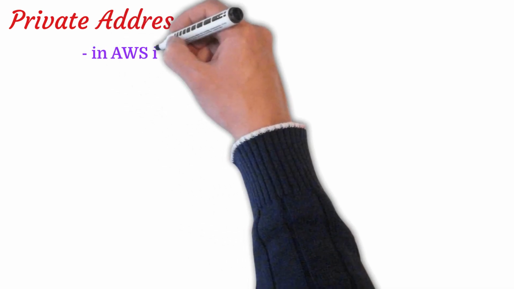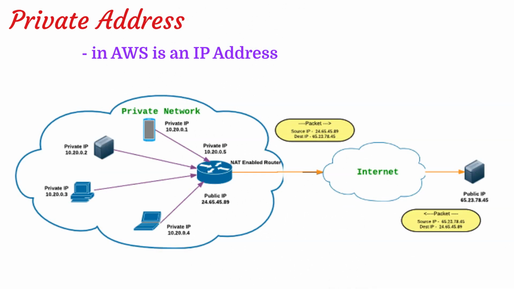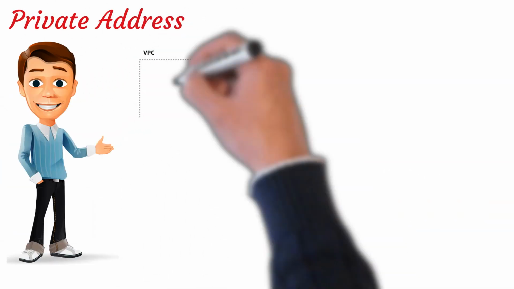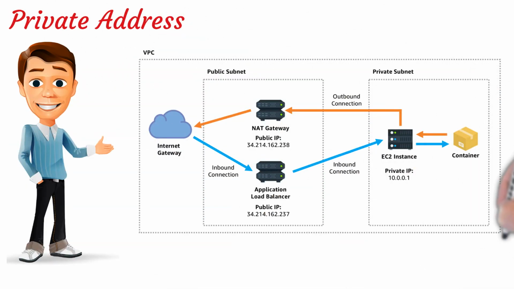Private addresses. A private address in AWS is an IP address that is not reachable over the Internet. You would use private addresses for communication between instances in the same virtual private cloud, VPC. Private IP addresses remain associated with the instance when it is stopped or rebooted. It will only disassociate once the instance is terminated.